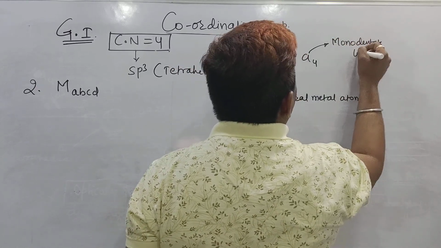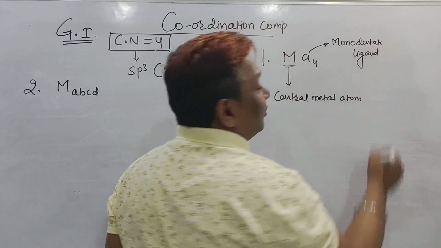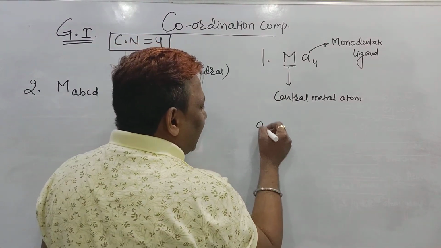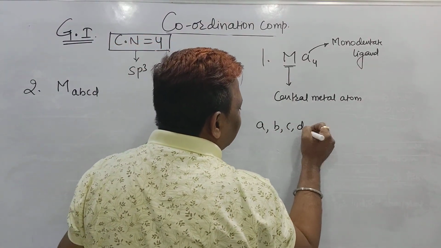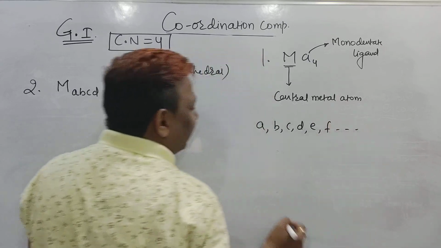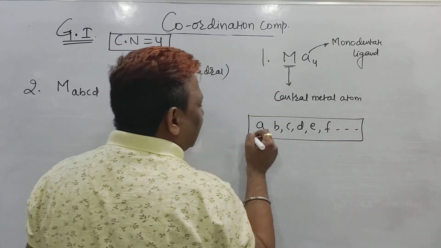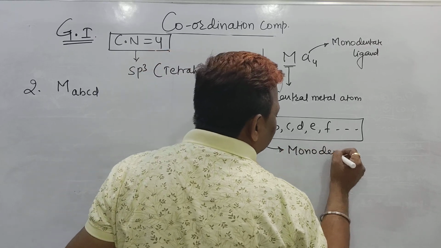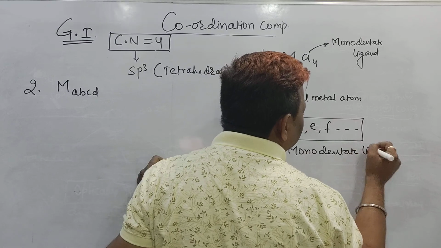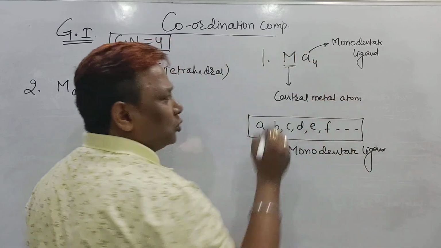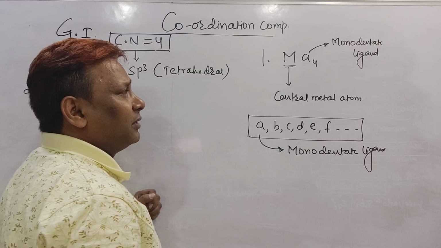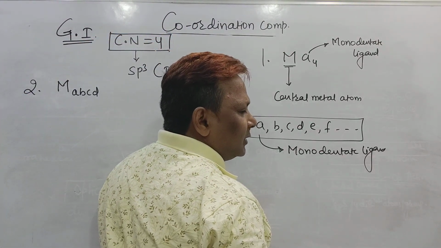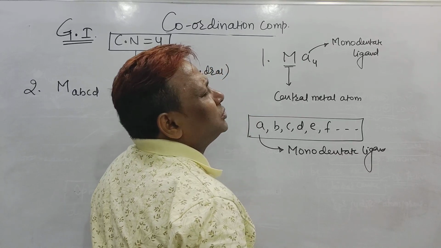monodentate ligand. So remember, beta, a monodentate ligand can be denoted by a small letter a. Means a, b, c, d, e, f, and so on, they all indicate monodentate ligands. And this example I will show, beta. What is the example we are going to write here? That means Ni 28: 4s2 3d8.